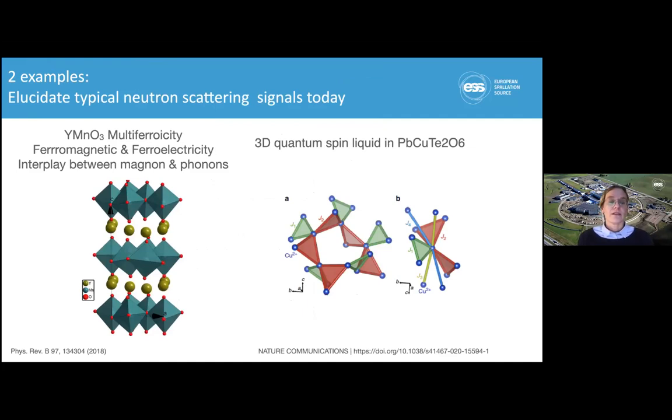So what I would like to talk about now is, I've spoken to you about diffraction, inelastic neutron scattering, both phonons and magnons, and polarization analysis. And I want to show you a little bit how we use these, or what sort of information we get out. And I will talk about ytterbium manganese oxide, which is a multiferroic material. So you have the interplay between ferromagnetism and ferroelectricity. These materials are seen as very useful for technological purposes. And in particular in this material, we see a very strong interplay between magnons and phonons, which is quite important to understand these materials.